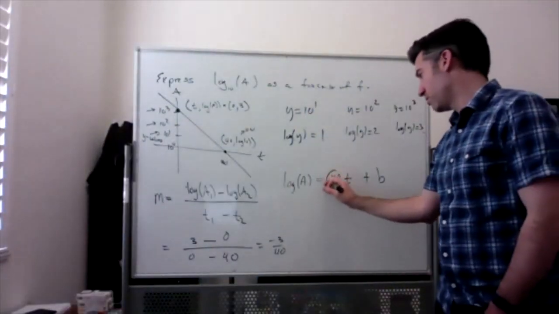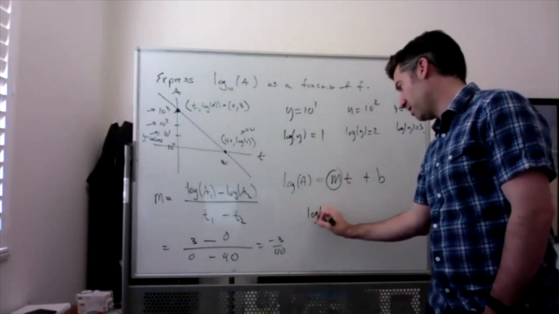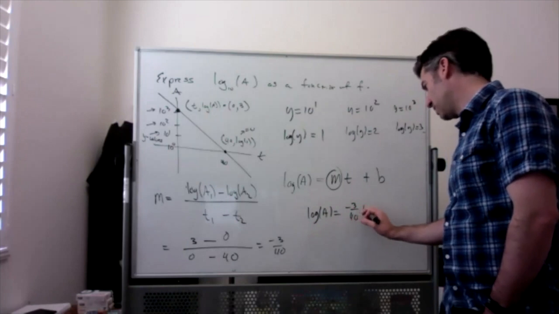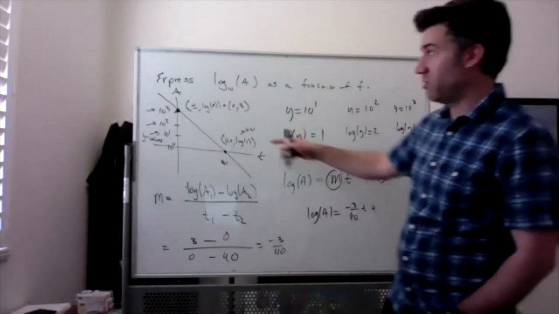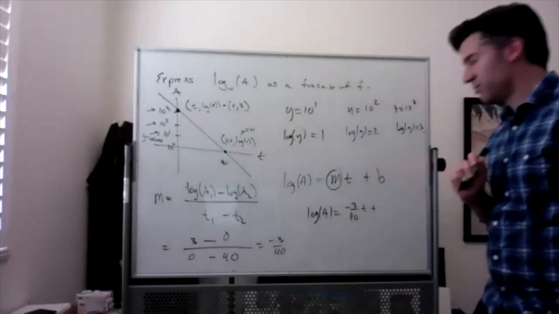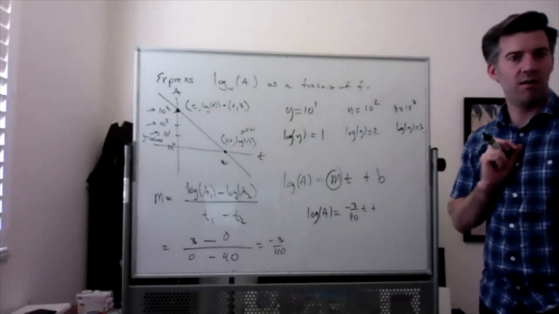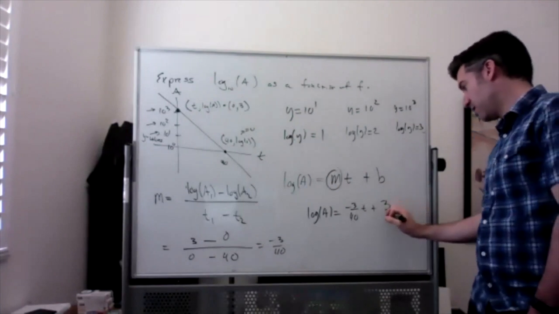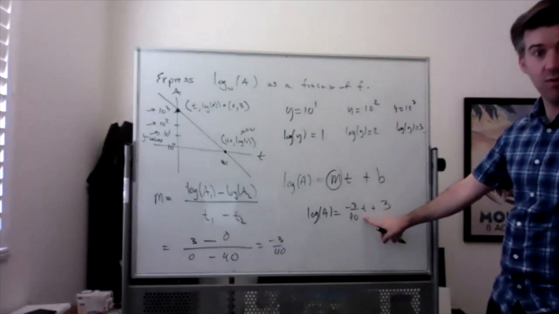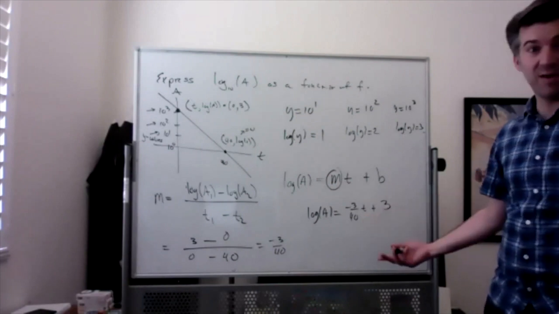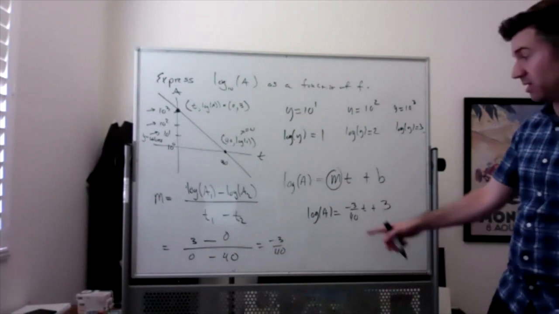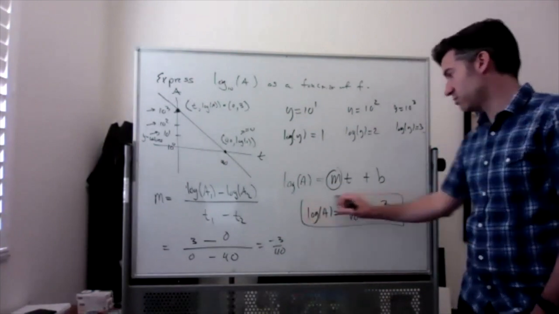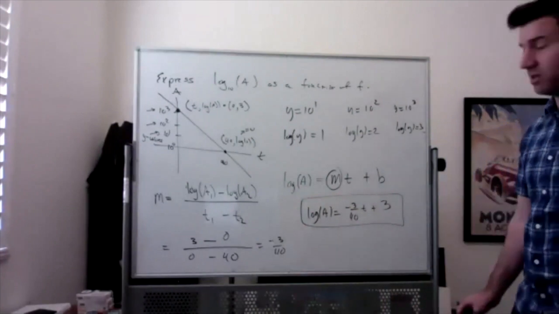And so then we can say that log of A equals negative 3/40 t plus, and our B value is, what's our B value here? 3. It is, right? Because again, if you're plugging in t equals 0, you should be getting A equal to 1,000, which means that log of A should be equal to 3. So this is our linear equation, assuming I haven't made some dumb mistake.